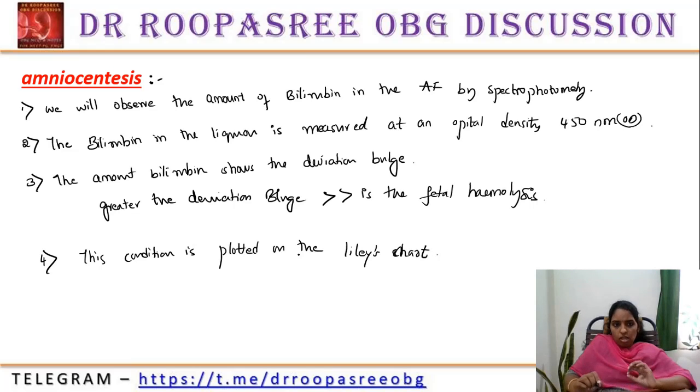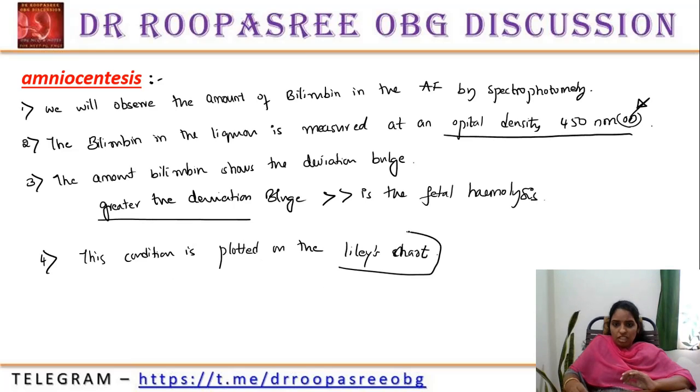In the whole slide, the important points are: where is the optical density of the bilirubin? 450 nanometers. What is the deviation bulge? Greater the deviation bulge, greater is the fetal hemolysis. Where the condition is plotted on Lily's chart is very important.